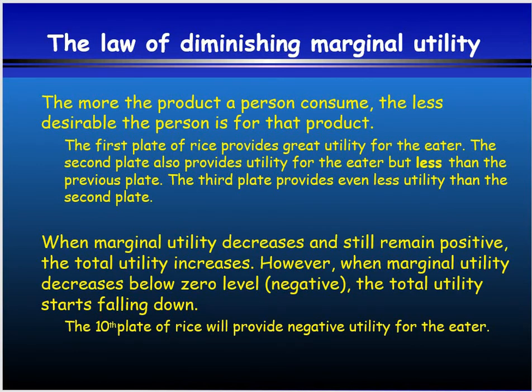The next slide, slide number 55. The law of diminishing marginal utility. The more of a product a person consumes, the less desirable the product becomes. The first plate of rice provides great utility for the eater. The second plate also provides utility, but less than the previous plate. The third plate provides even less utility than the second plate.